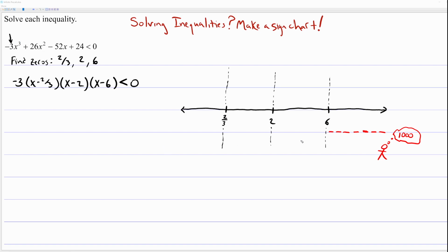So we go to this subinterval, I'm not going to draw the stick figure again. Maybe you choose the number 4. You don't have to write it down. I'm just doing that for emphasis. So when you plug in 4, 4 minus 6 is negative. 4 minus 2 is positive. 4 minus 2/3 is positive. And then you're multiplying by negative 3. So negative, positive, positive, negative. If you multiply all of those together, that means we're positive on this entire subinterval.